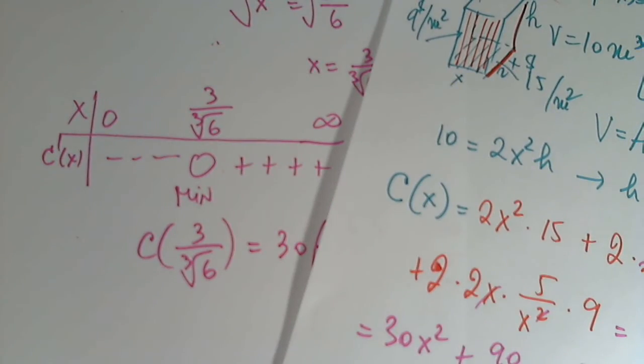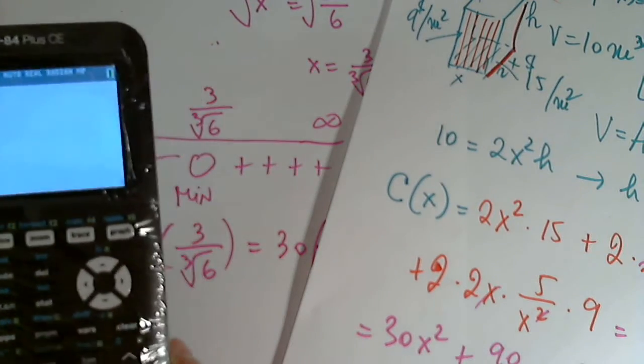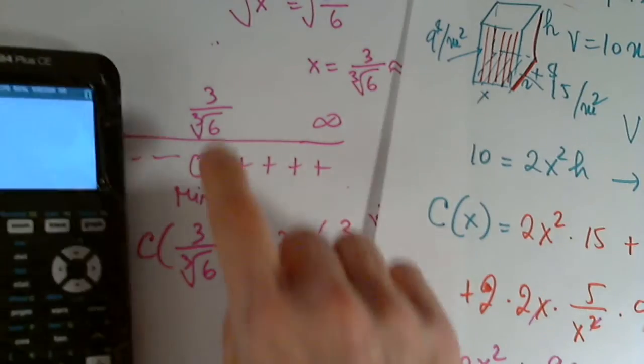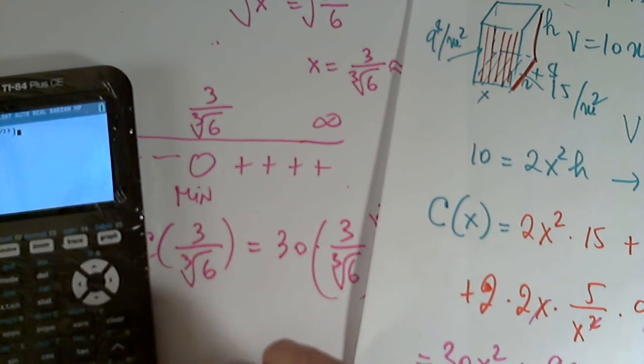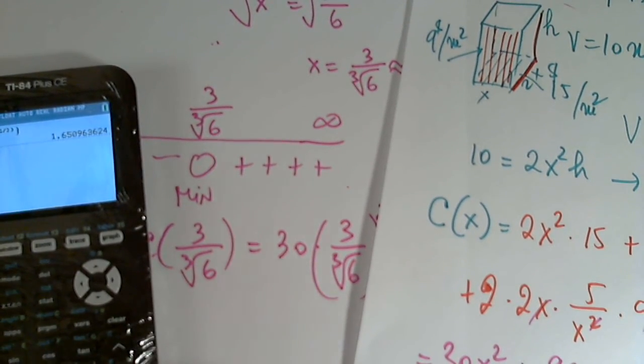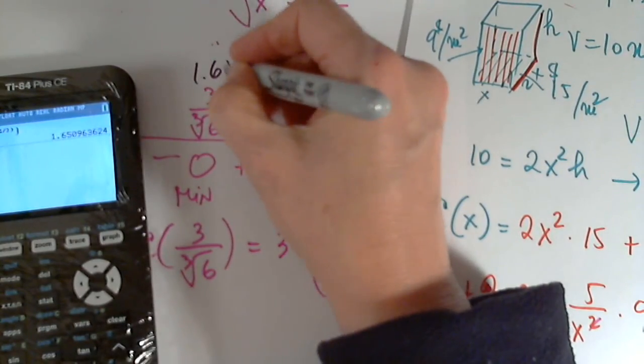So let me approximate these. What am I doing first? I'm doing this. So 3 divided by 6 to the power 1 divided by 3. I got 1.65.